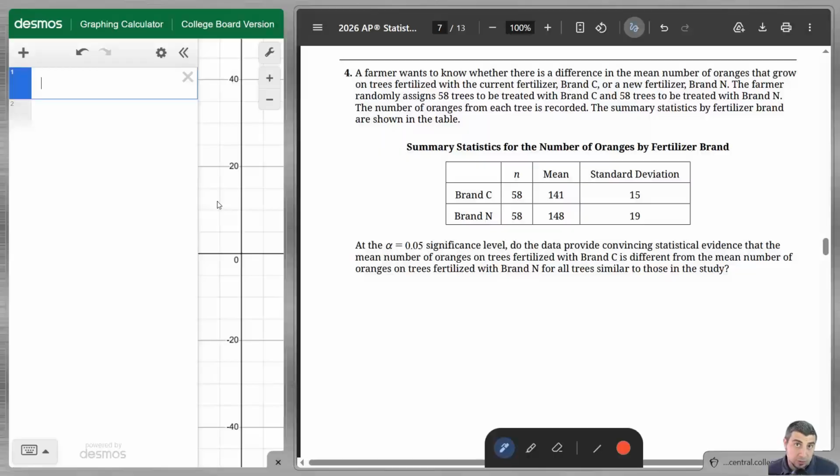Number 4, this is the full inference procedure for a hypothesis test. In this case, we have two brands of fertilizer. We know the sample size for each. We know the mean and standard deviation.